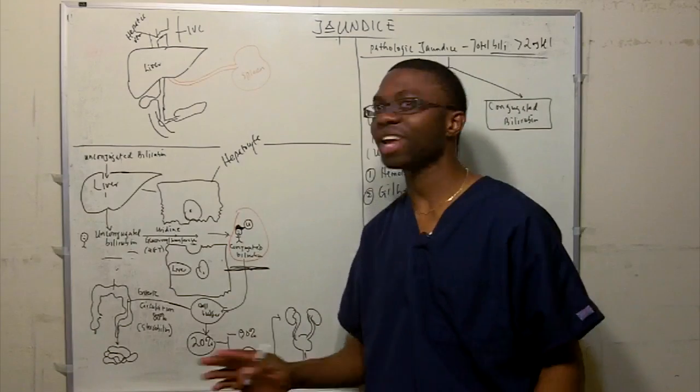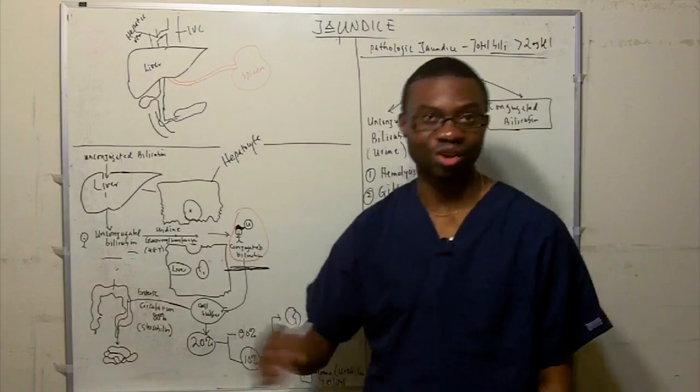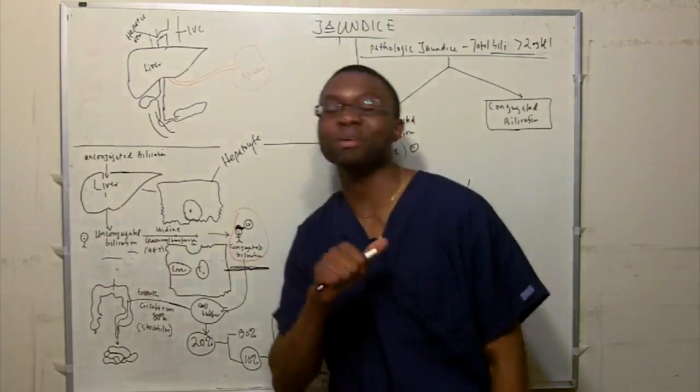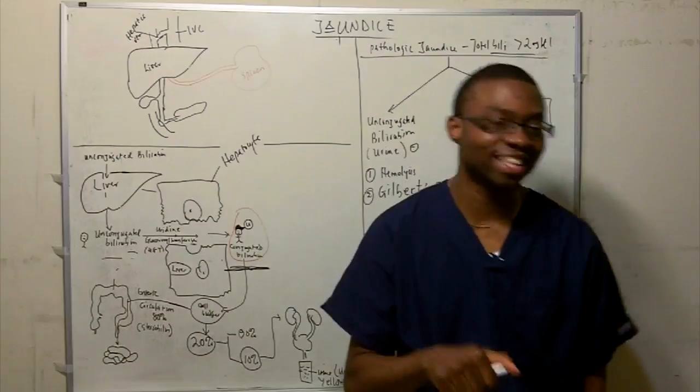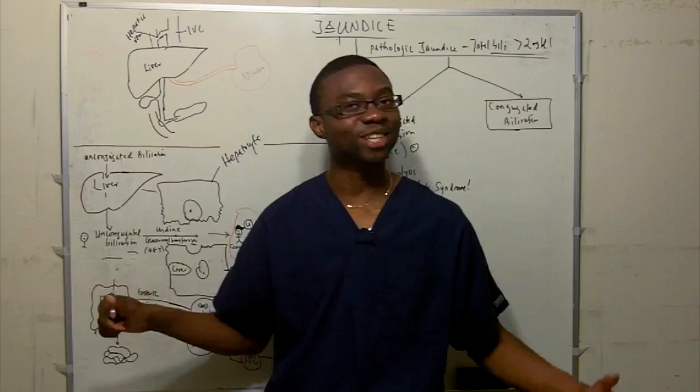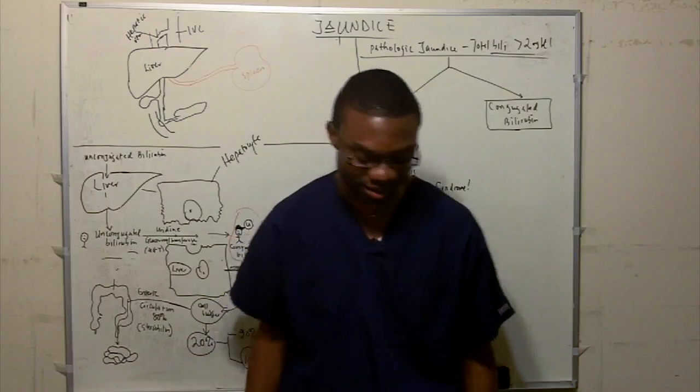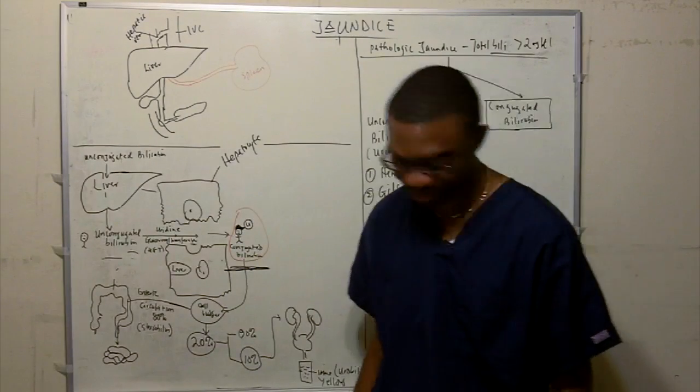A week later, life is good. They bought a brand new car, the girlfriend came back, they've got straight A's on the exams, and bam, they look good. It comes off and on, always with stress. So that's Gilbert syndrome.